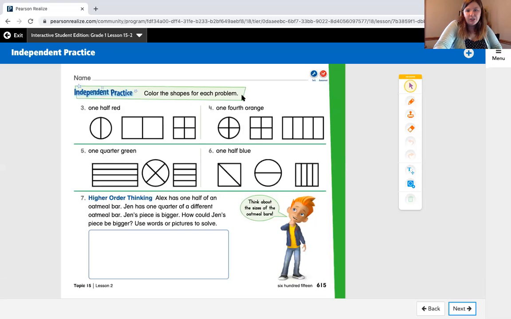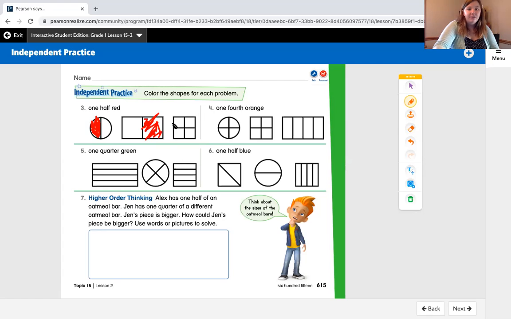Color the shapes for each problem. 1/2 red. So I'm going to get my red, and I'm going to color in half of this circle. Half of this circle is red. 1 out of 2 sections is red. Now I'm going to color in half of the rectangle. One out of 2 sections is red.